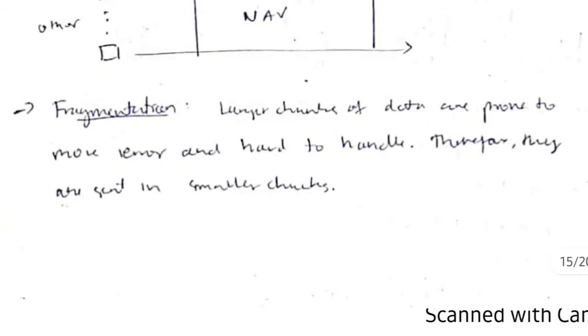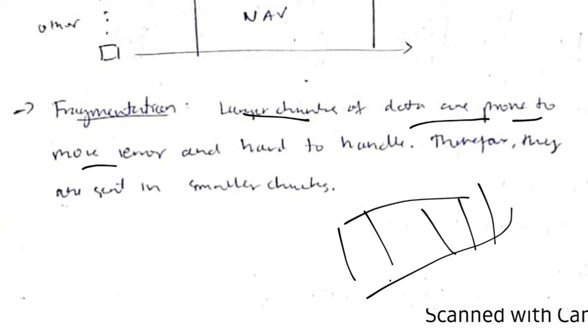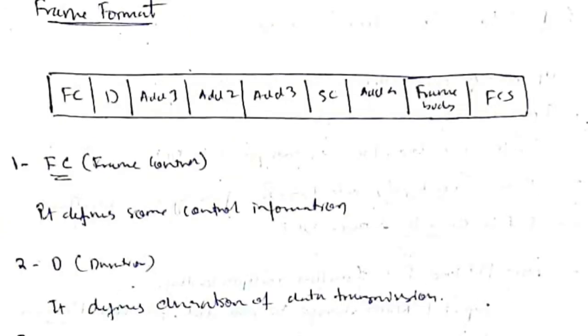Okay. And fragmentation means larger chunks of data are prone to more errors. So what we do is divide the large data into smaller chunks, so that they are easy to handle and error detection will be less also. Okay. And the frames which are being sent are in this format. It's not just the data, other things will also be there. Let's discuss each one by one.